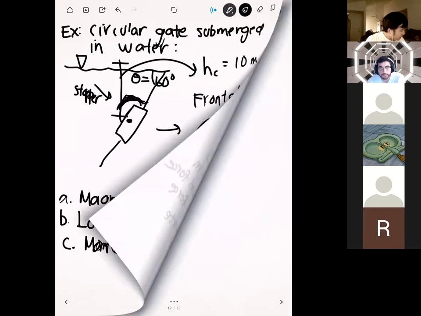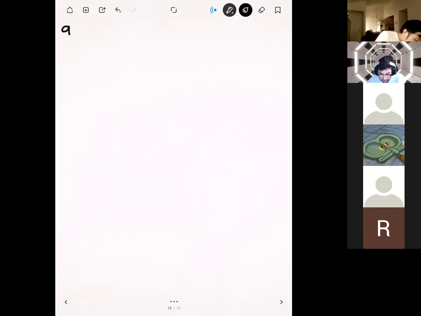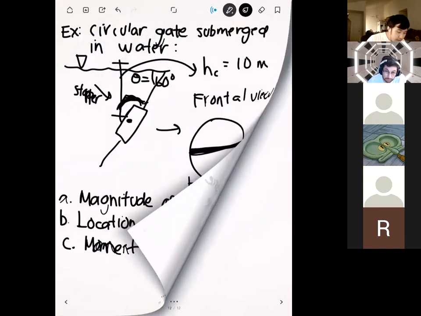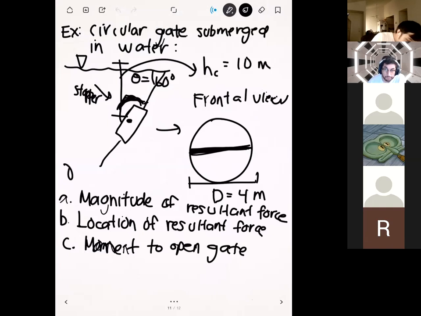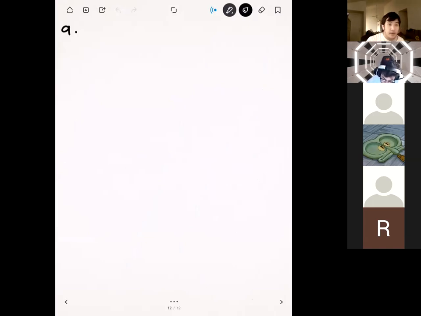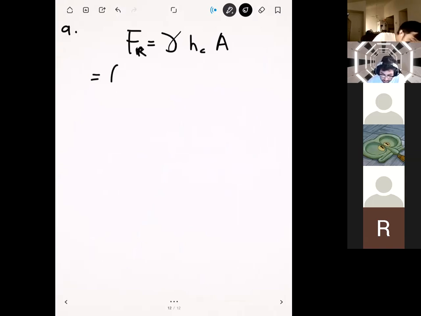Okay. So let's go about doing it. Let's start with the magnitude. This is relatively simple, and we actually have everything that we need here. Oh, I forgot to mention that the fluid is water. So our gamma is going to be 9,800 newtons per meter cubed. For the magnitude, we're just going to plug into the formula that we had before. The formula is Fr is equal to gamma times HC times area. We know that gamma is equal to 9,800 newtons per meter cubed, and that HC here is 10 meters.